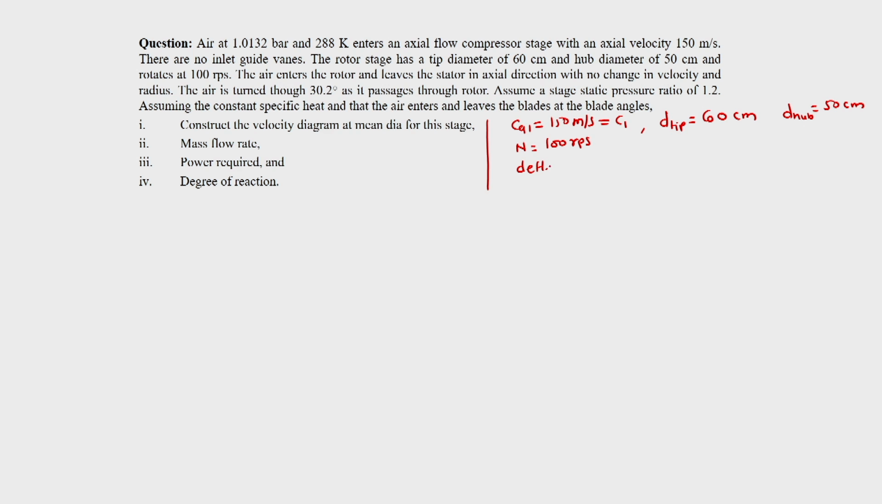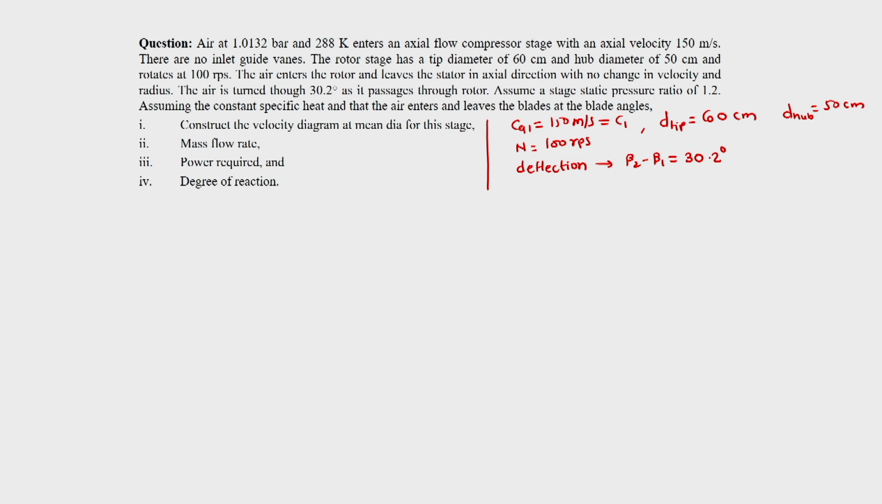So we are given the deflection, beta 2 minus beta 1 as 30.2 degree. Assume a static pressure rise of 1.2. So we are assuming that there is a static pressure rise of 1.2. We are told that.